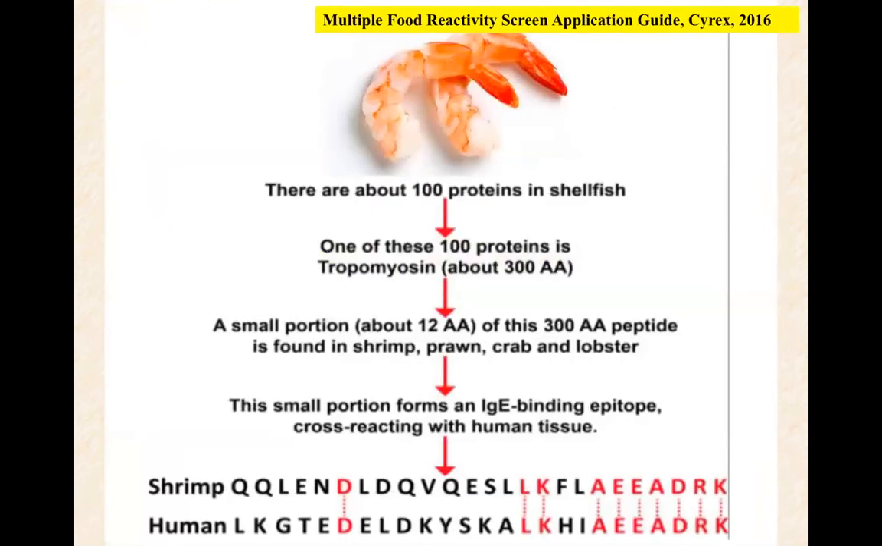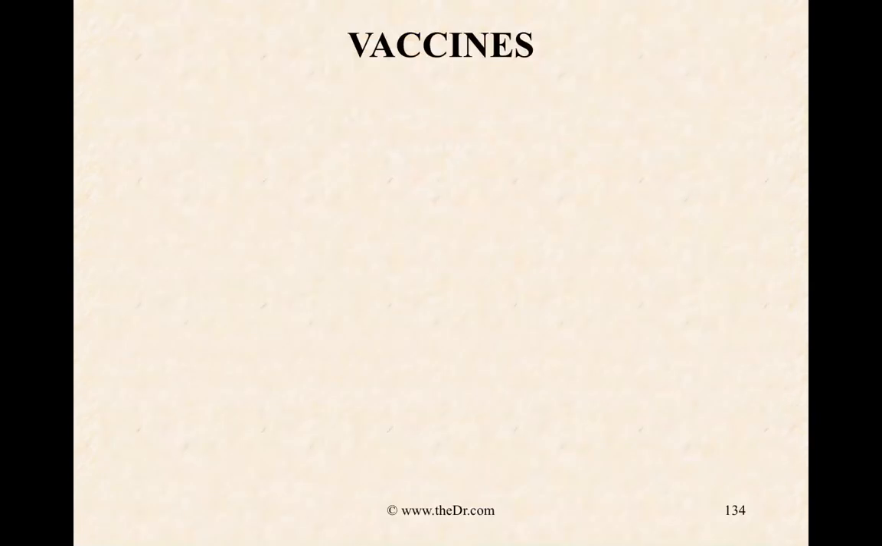So we know with shrimp, there's about 100 different proteins in shellfish, and one of them is a tropomyosin that has a very similar relationship, you can see below, with human tropomyosin. Someone sensitive to shrimp, those antibodies can now go after human tropomyosin.